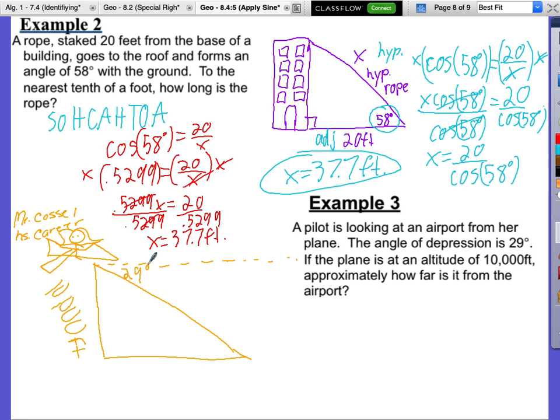That would be our 29 degree angle. Wait, because the angle of depression has to be in respect to a straight horizontal line. So this was horizontal because it's going down. This one is horizontal because it's straight vertical. This is horizontal because it's the pilot's line of sight.